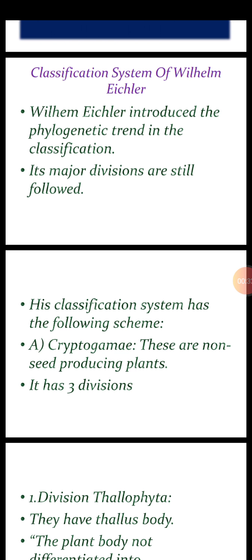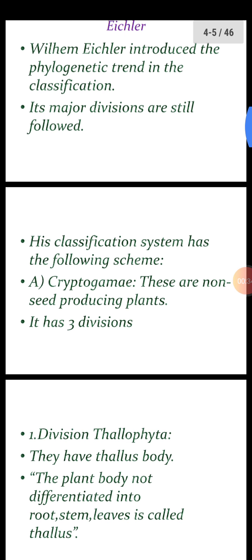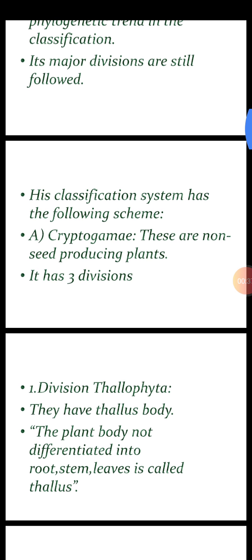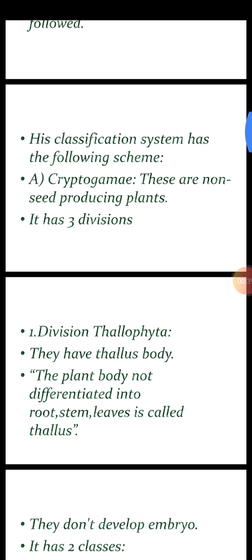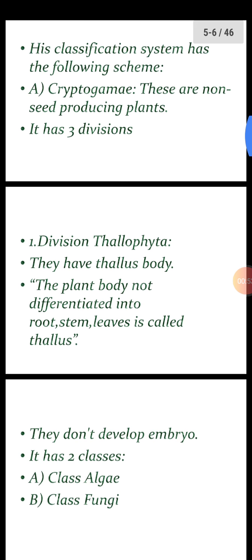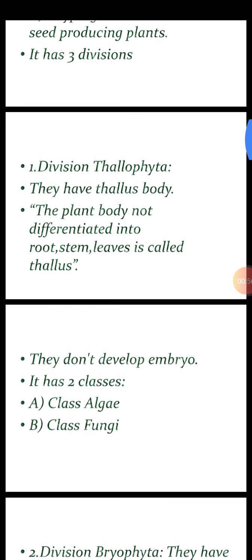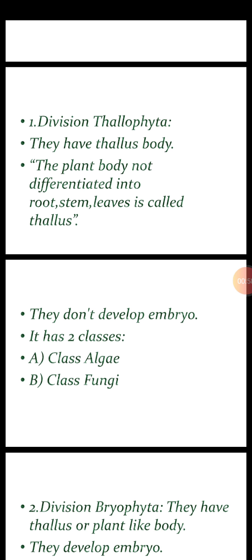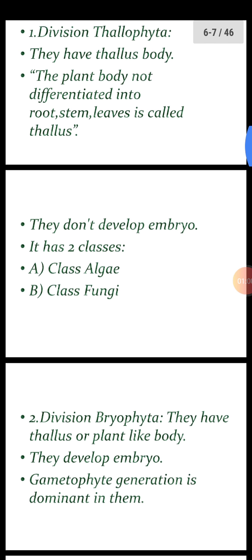Number 1 is Cryptogamia. These are non-seed producing plants. It has 3 divisions. The first division is Thallophyta. Thallophyta is from thallus, a term for the plant body. Thallus means a plant body that is not differentiated well into root, stem and leaves. They don't develop an embryo. It has 2 classes, Algae and Fungi.